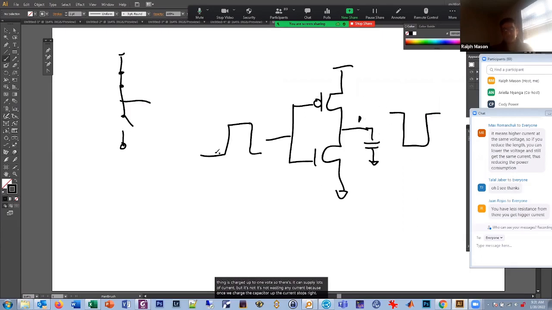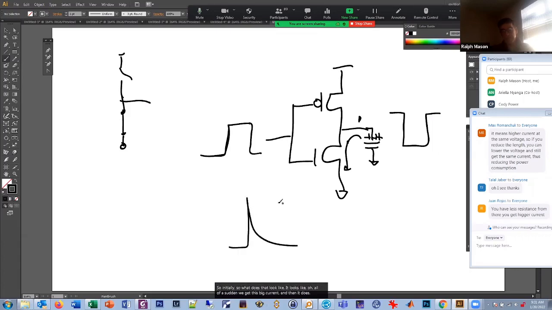And then we go from 0 to 1. So then this switch opens, and then this switch closes. Now that takes some time, and what's going to happen is this is going to discharge. So all the charge that was on there is going to be dissipated through here. So initially, what does that look like? It looks like, oh, all of a sudden we get this big current, and then it discharges down to 0. And when this current is flowing, it's wasting power.